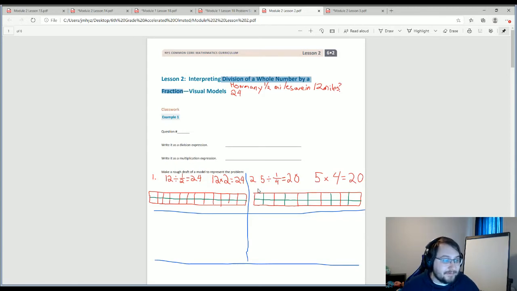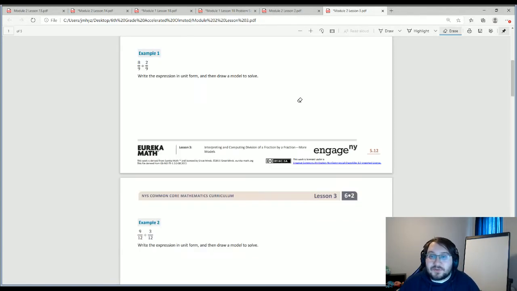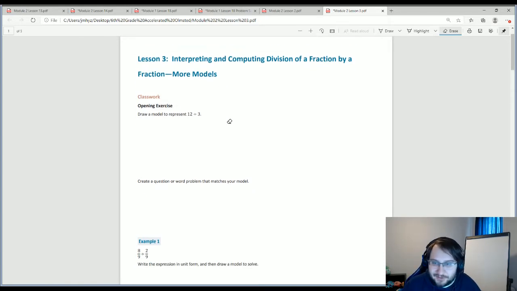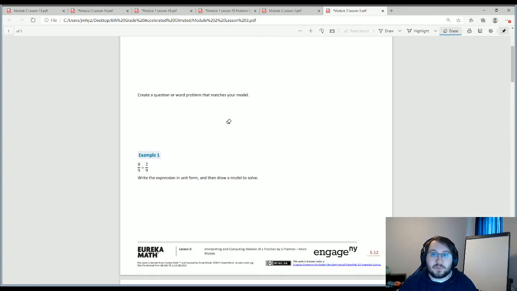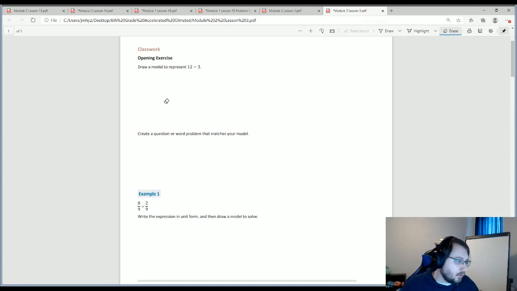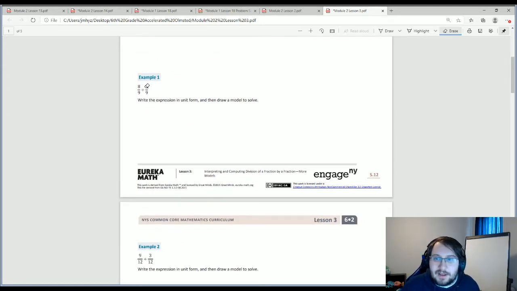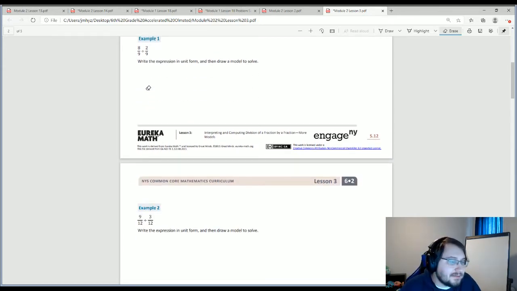Things in that vein. But for Lesson 3, if I read the title, instead of a fraction divided by a whole number or a whole number divided by a fraction, this time we're going to be getting into division of a fraction by another fraction. And we're going to be using some models to help us illustrate that. So we're going to pass by our opening exercise for this one and go directly into Example 1.